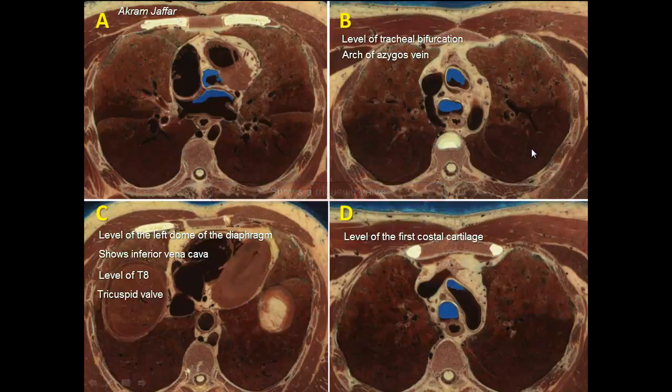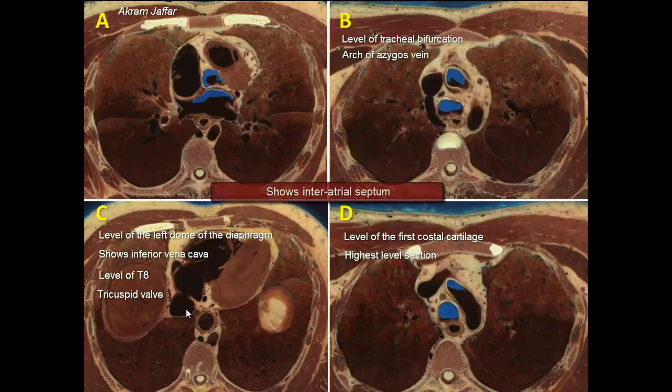Which section is at the highest level? As we have just mentioned earlier, this section is at the highest level. It is located at the level of the first costal cartilage. This one is at the level of the tracheal bifurcation, because we can see the tracheal bifurcation and the arch of the azygous vein, and this will be the third in the series from above downwards. And this is the lowermost one where we can see the inferior vena cava passing through the central tendon of the diaphragm.